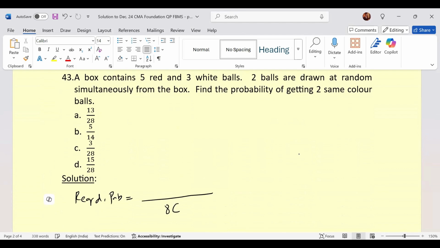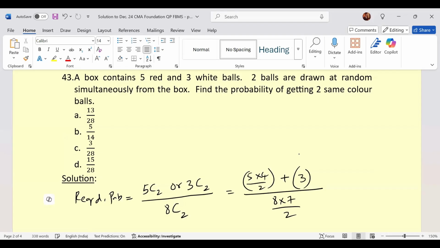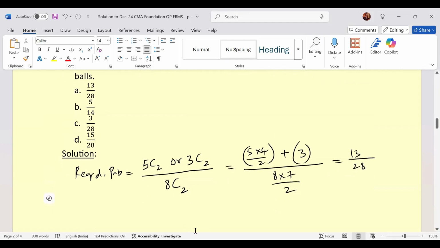That means the required probability will be: totally there are 8 balls. You are going to draw 2 balls out of it. That will be your total possible outcomes. Favorable outcome is it should be of the same color. So 5C2, that is from red color, or 3C2, that is white color. So 5C2 is 5 into 4 by 2. Since there is 'or' in between, put addition. 3C2 is nothing but 3C1, which is 3, divided by 8C2, which is 8 into 7 by 2. So this is 10 plus 3, 13, divided by 4 into 7, 28. So 13 by 28, which is option A. Let us move on to the next question.